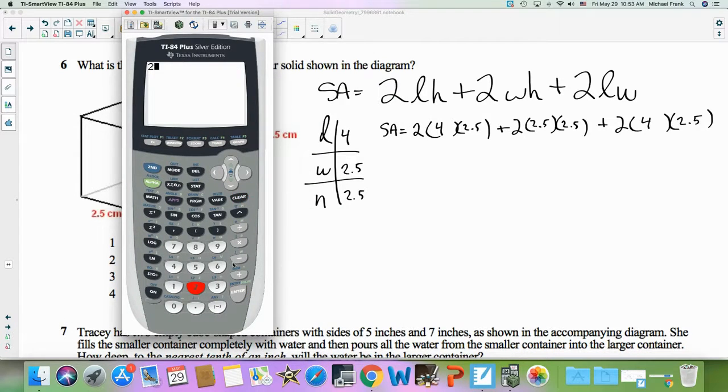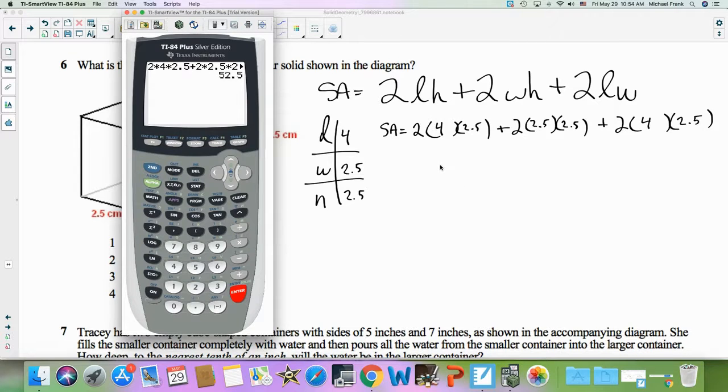So it's 2 times 4 times, I don't even need to put the parentheses actually, 2.5 plus 2 times 2.5 times 2.5. Hopefully I don't make a mistake putting this in here. It's hard with my keyboard. 2 times 4 times 2.5. Enter.